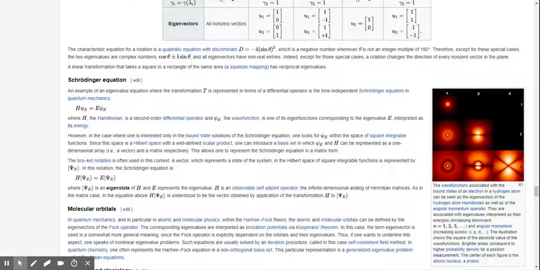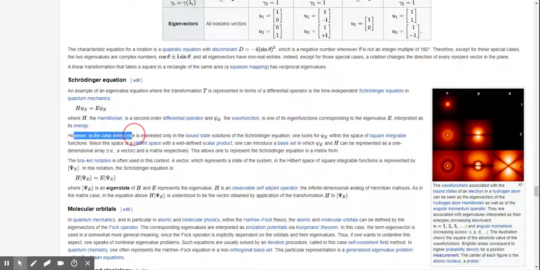So basically, what this is saying is that the wave function that describes a particle or a system is one of its eigenfunctions corresponding to the eigenvalue E, being the energy.